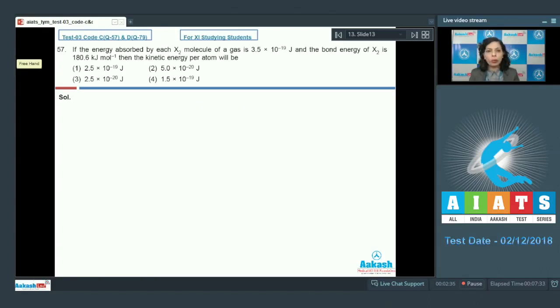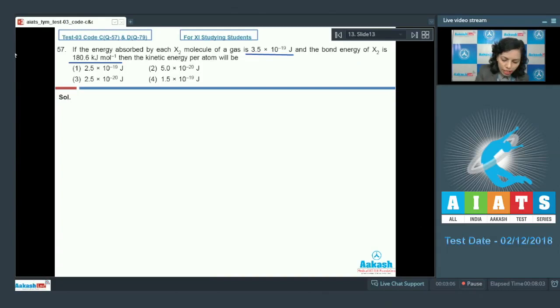It means diatomic molecule is there, and what is given in the question? In the question, the total energy absorbed by each X2 molecule is given, that is 3.5 into 10 to the power minus 19 joule, and the bond energy of X2 is also given, but that is 180.6 kilojoule per mole. So it is given in kilojoule per mole. It means 1 mole requires 180.6 kilojoule energy as the bond energy.